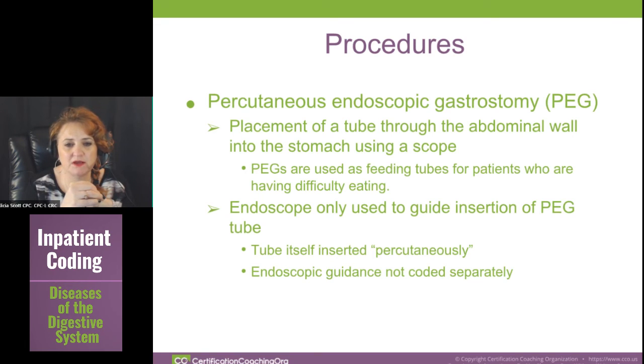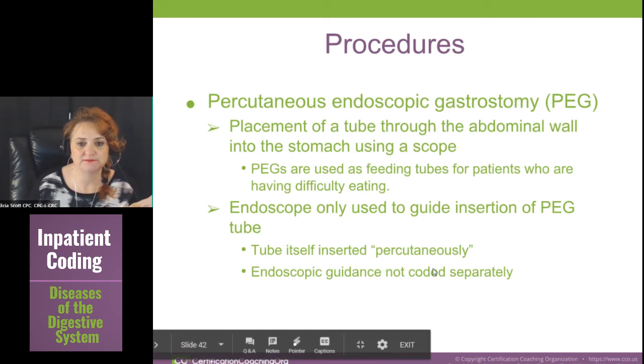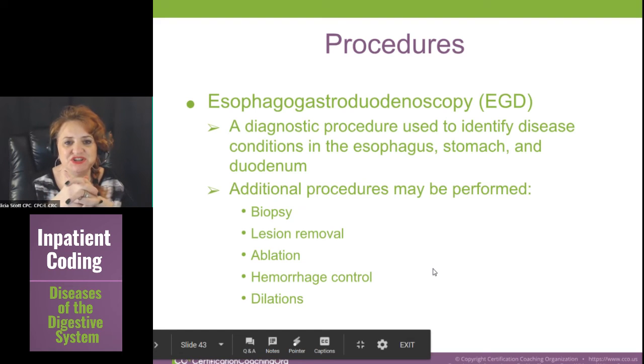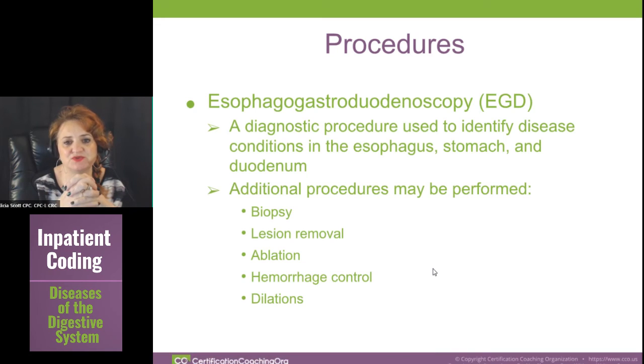The endoscope is only used to insert the PEG tube, so the tube is put in percutaneously, and then they may use endoscopic guidance, and that's included. If we do an EGD, that's an esophagogastroduodenoscopy, and mainly they're going in and looking through the esophagus, into the stomach, and through the duodenum. They want to look at all those body parts: the esophagus, stomach, and duodenum.